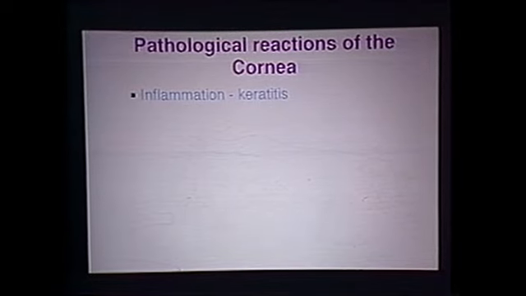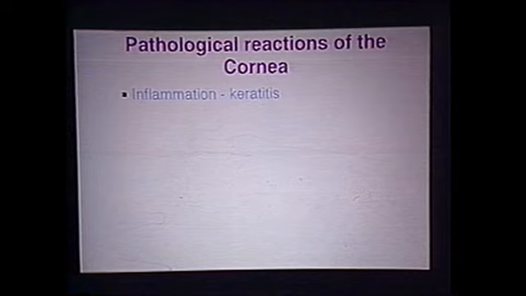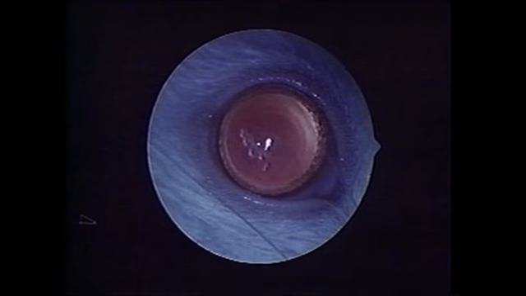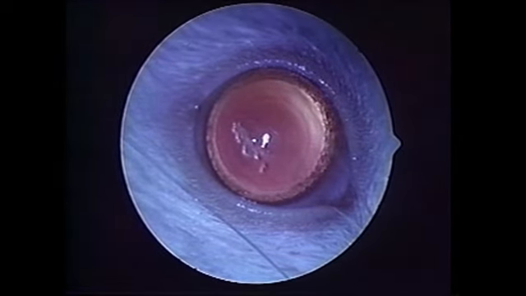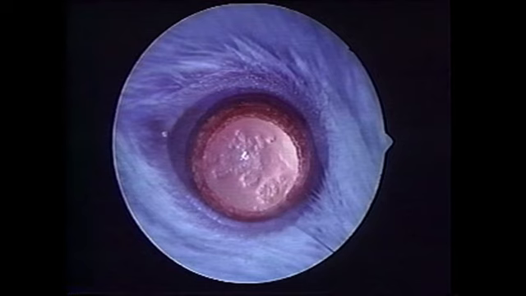The first aspect I want to cover then is inflammation or keratitis. This slide of a rat's eye shows the appearance of an early focal keratitis. Here we have a clearly demarcated area of opacity, which with a bit more time can become more diffusely spread, almost multifocal in appearance, giving a rather pitted appearance to the surface of the cornea.